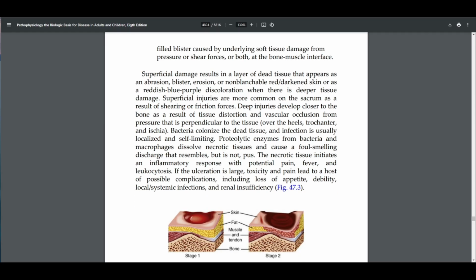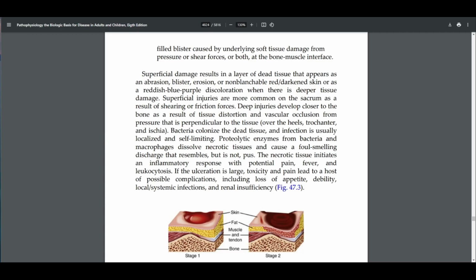So then you have your superficial damage, which results in a layer of dead skin that appears as an abrasion, blister, erosion, or non-blanchable red darkened skin, or as a reddish blue-purple discoloration when there is deeper tissue damage. Superficial injuries are more common on the sacrum as a result of shearing or friction forces. Deep injuries develop closer to the bone as a result of tissue distortion and vascular occlusion from the pressure that is perpendicular to the tissue.